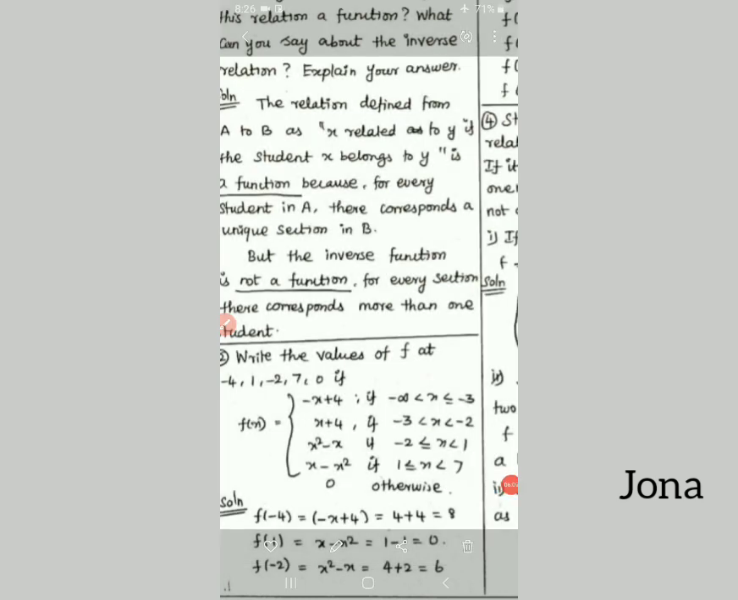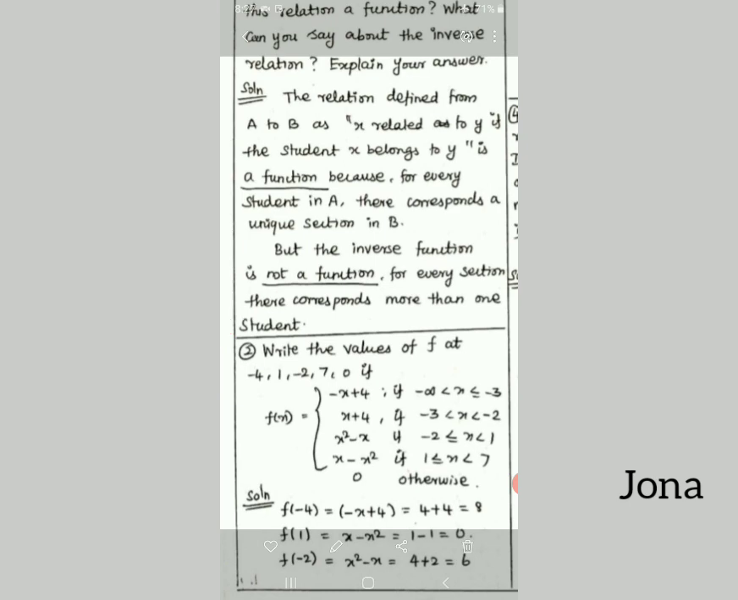So 7 is not here. In this interval the 7 is not there, so the value will be 0. The next one we have 0. In which interval will 0 be there? Obviously 0 will be in this interval, -2 less than or equal to x less than 1. So here if you put 0, this value is also 0 only. We have to take this function, the value will be 0.